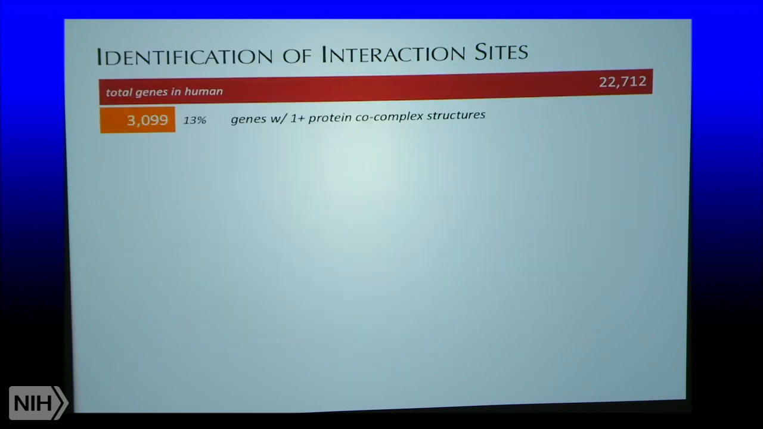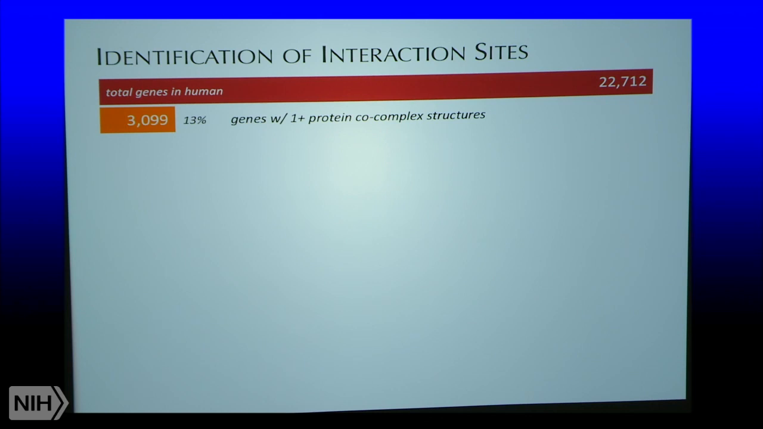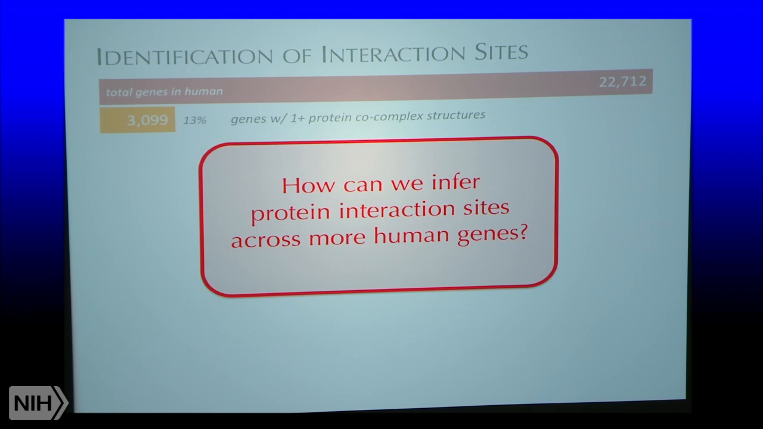Okay, so how do we do this? Well, there's a technical problem here. We're going to look at all the genes in human, and we want to look at each gene and think about where the mutations are falling with respect to interaction sites. But it turns out that as of recently, only about 13% of these human genes have a co-crystal structure, where you have a structure of this protein in complex with a ligand. So we'd like to bring this number up. So how can we infer protein interaction sites across more human genes?